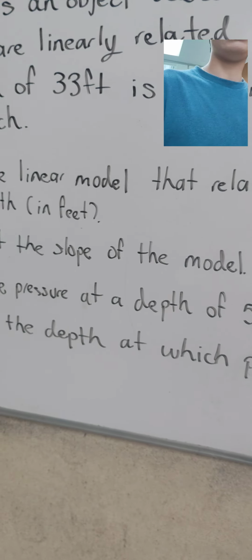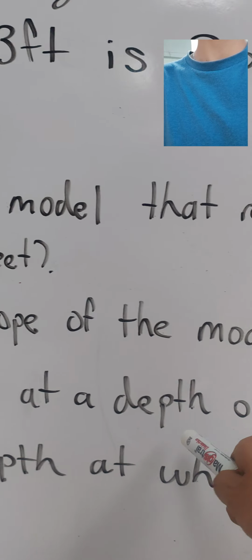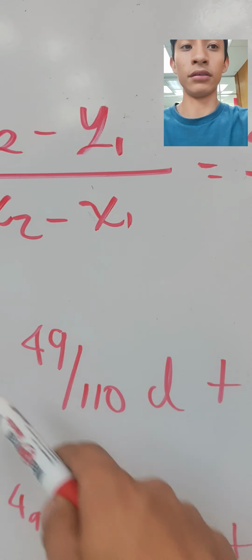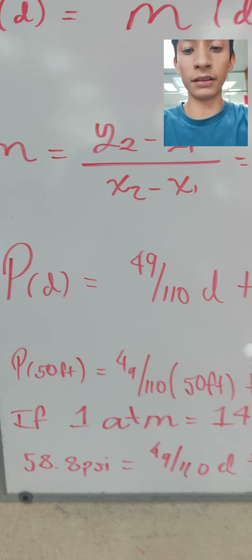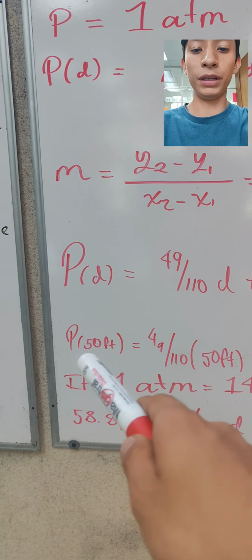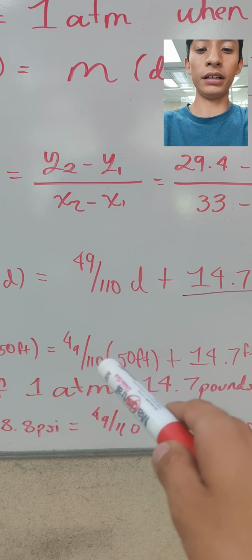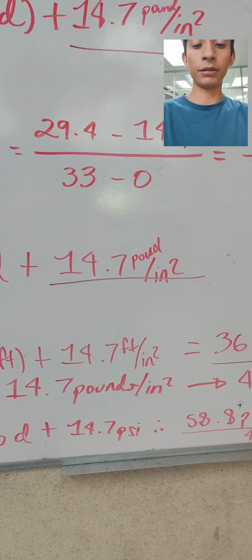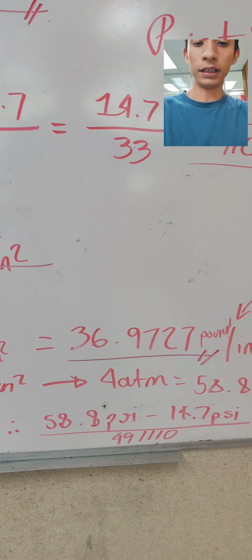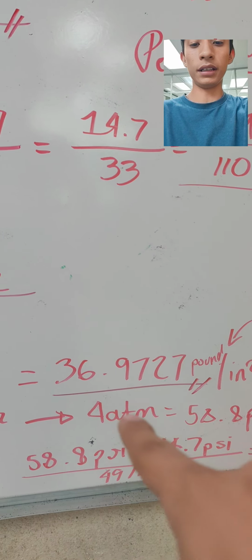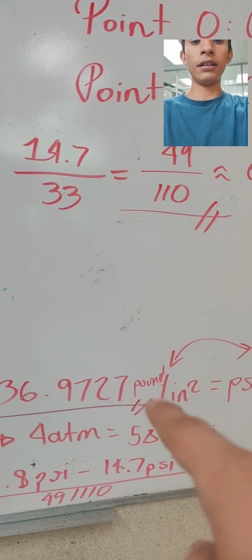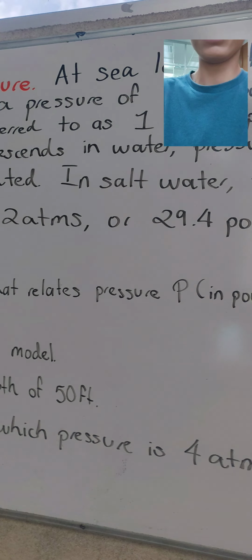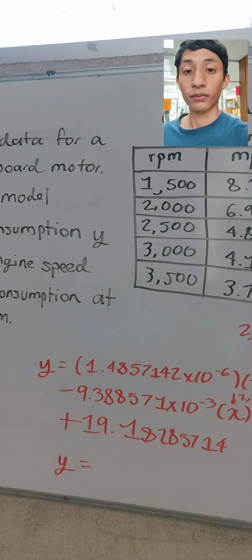And to find the pressure at a depth of 50 feet, we only replace that in the original linear equation right there. So P of 50 is going to be equal to 49 over 110 times 50 plus 14.7 pounds per square inch. That is going to be equal to 36.9727 psi. So that's all for the first part. Let me write the second and record it.